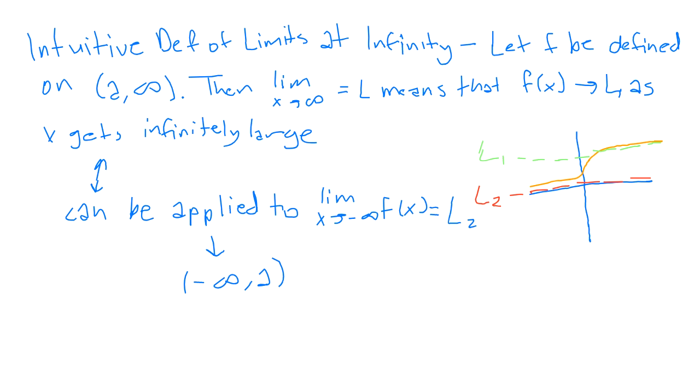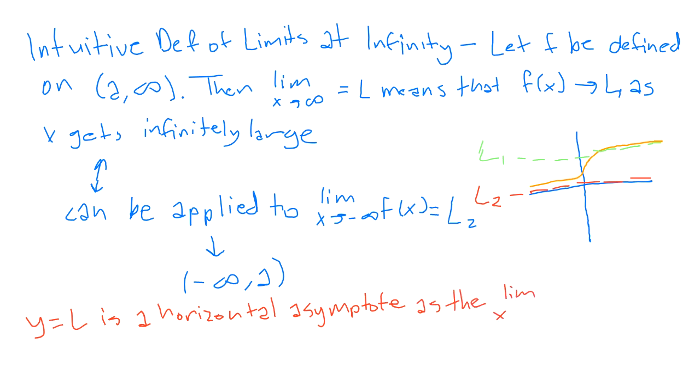And it's also important to note that the line y equals L is a horizontal asymptote as the limit as x approaches either positive or negative infinity of some function f of x approaches out. So essentially, if you have a limit approaching infinity in one direction or another, and it approaches a finite number, that itself is going to be a horizontal asymptote.